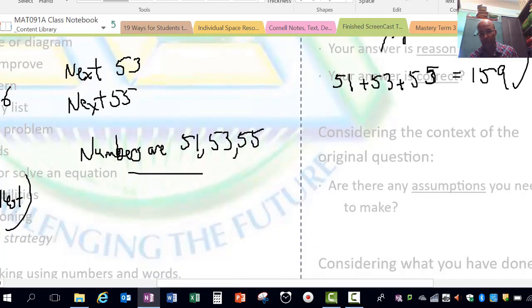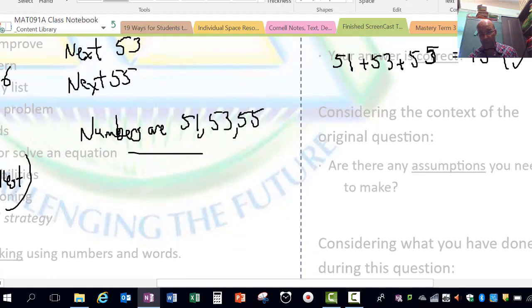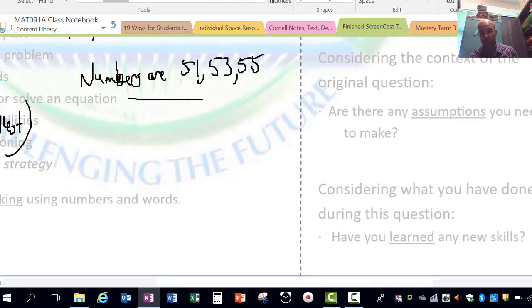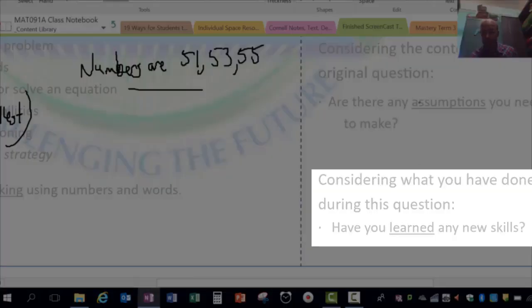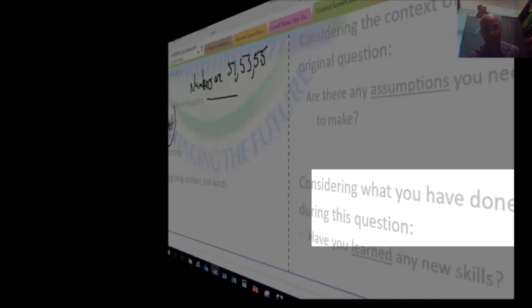Yes, it works. So it is reasonable, and no assumptions were needed to be made in this one. Sometimes questions need assumptions, but this one is fairly straightforward. Haven't learned any new skills, but I've got to practice my algebra and I've got to check it, and I know my answer's right. Good times.